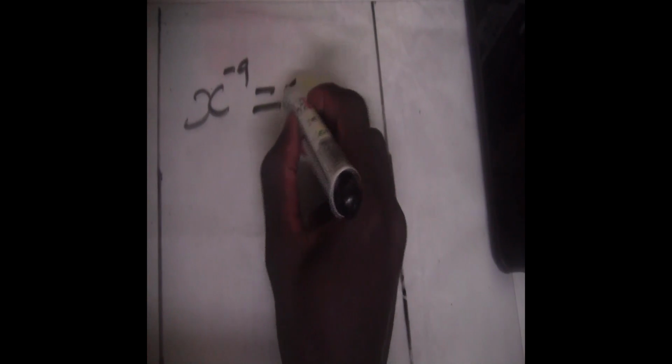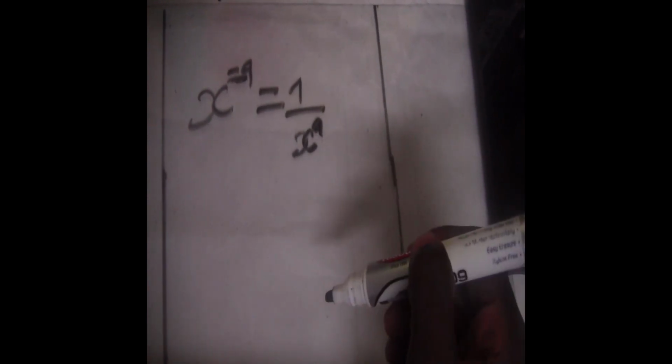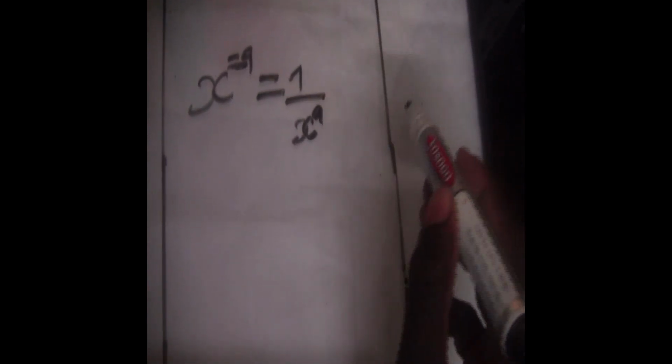The other rule of indices is the negative indices. Given a number for the negative indices, it means that the index is the one that is negative. Let me say x is our base, our index is negative a. So for the negative index, your answer is supposed to be 1 over x raised to power a. So this minus, when it's taken to the denominator, becomes a positive.